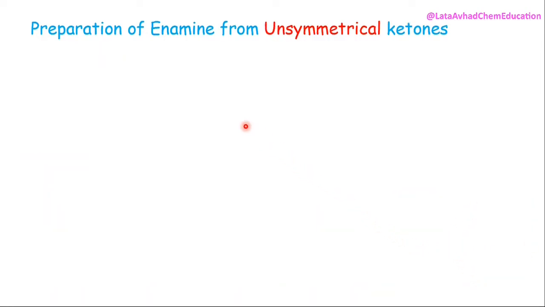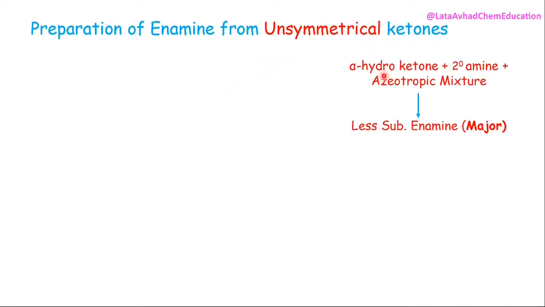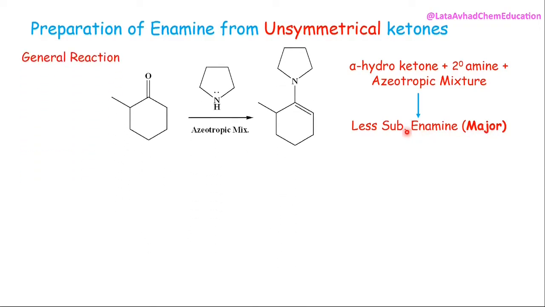Next, preparation of enamine from unsymmetrical ketone. Alpha hydro ketone is treated with a secondary amine. In the presence of an azeotropic mixture, we get the less substituted enamine as the major product, because this alpha substituent creates strong steric crowding with the alpha substituent of pyrrolidine. Here we can see the reaction of enamine.